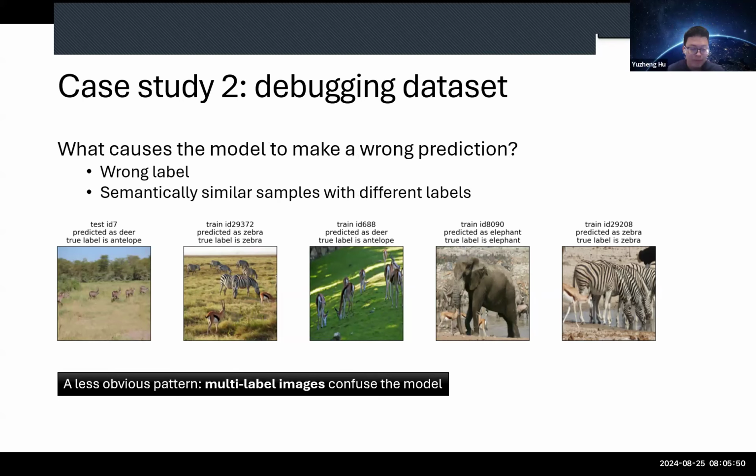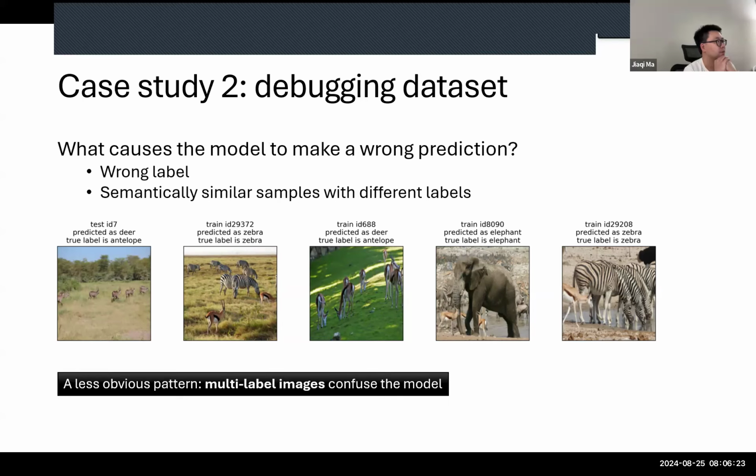It also reveals a less obvious pattern: these multi-label images can potentially confuse the model. These samples cause the model to somehow ignore the antelope in the figures, and instead introduce some noise to the final predictions. So multi-label images will confuse the model.